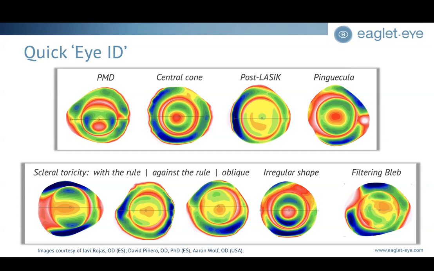Now, scleral toricity is really cool because studies have shown that it really is not something that we correlate between cornea and sclera, that carries on. In fact, sometimes we can have corneal shape that's completely different than the scleral shape. There are some patients that it carries across.